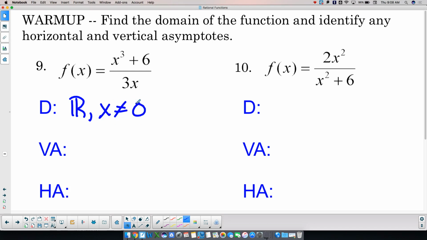In our brains, or even on a side note, we're taking our denominator and we're setting it equal to 0 and we're solving it, and so we get 0 there. So x cannot equal 0. Okay? Which means that we have a vertical asymptote of what? Of x equals 0.